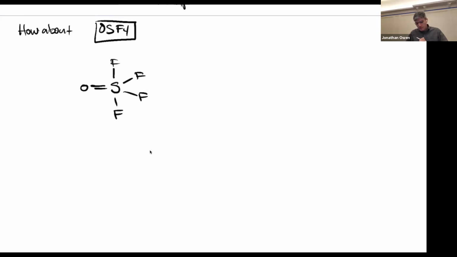And so, I put the sulfur here and I start drawing some fluorines around it. And an oxygen, put a double bond in place because I know oxygen needs at least two bonds. Let's count it up. One, two, three, four, five, six bonds around sulfur. Sulfur's got six electrons to give, so no lone pairs on sulfur. We've got some lone pairs on the other elements, of course.